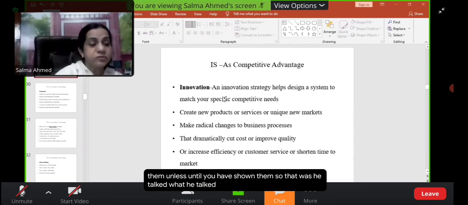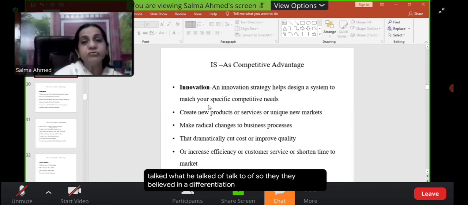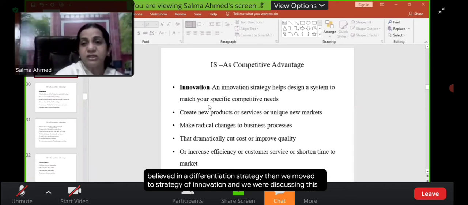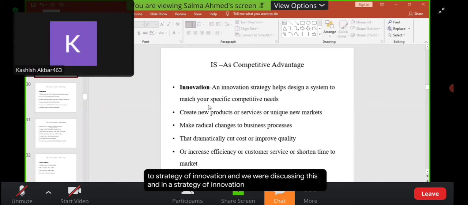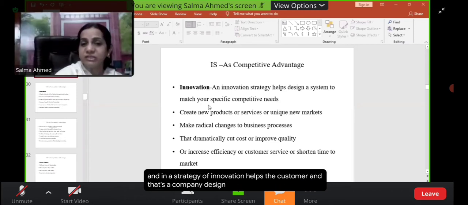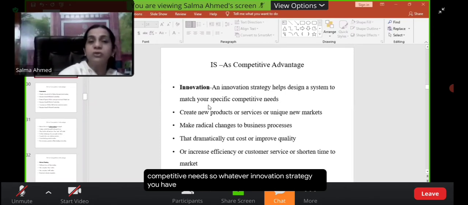Then we moved to a strategy of innovation, and we were discussing this. An innovation strategy helps a company design a system in order to match your competitive needs. So whatever innovation strategy you have, that should be aligned to your goal, to the vision of your organization, and to the objectives of the organization.